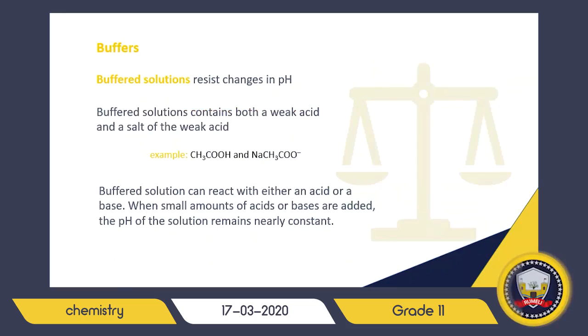So now let us discuss a little bit about buffers. What do we mean by buffer solutions? Buffer solutions resist changes in pH. Buffer solutions actually contain both a weak acid and a salt of this weak acid. For example, we have here acetic acid as weak acid, and the salt of this weak acid is sodium acetate. Buffer solution can react with either an acid or a base. When small amounts of acids or base are added, the pH of the solution remains nearly constant. So as we said, buffer solution will resist the changes in pH.